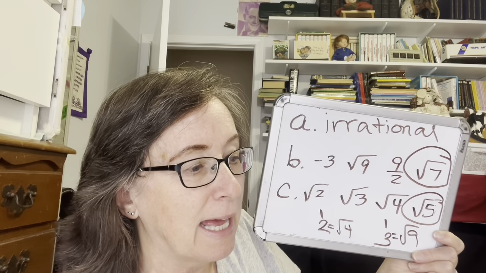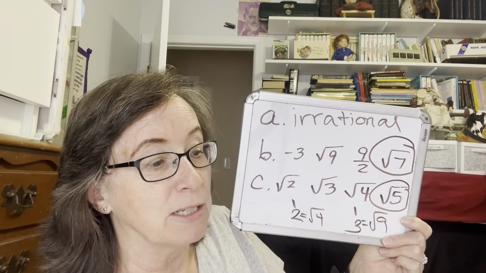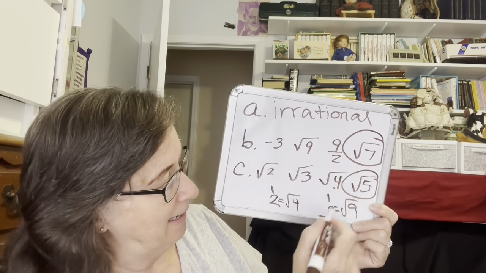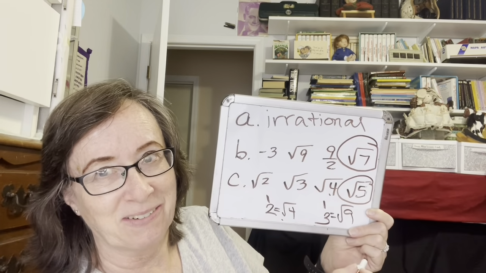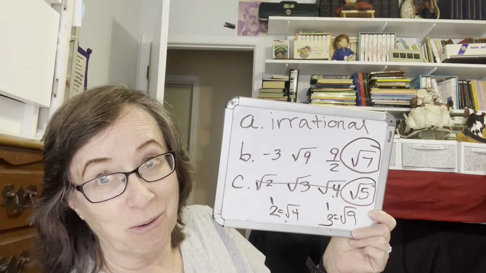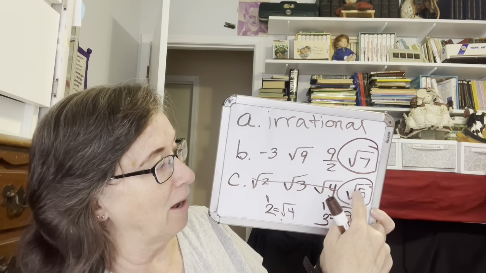Okay, so it says which of these numbers is between 2 and 3. There's just one. This one's not between 2 and 3. It is 2. So all of these are too low. The only one that is in between square root of 4 and square root of 9 is square root of 5.